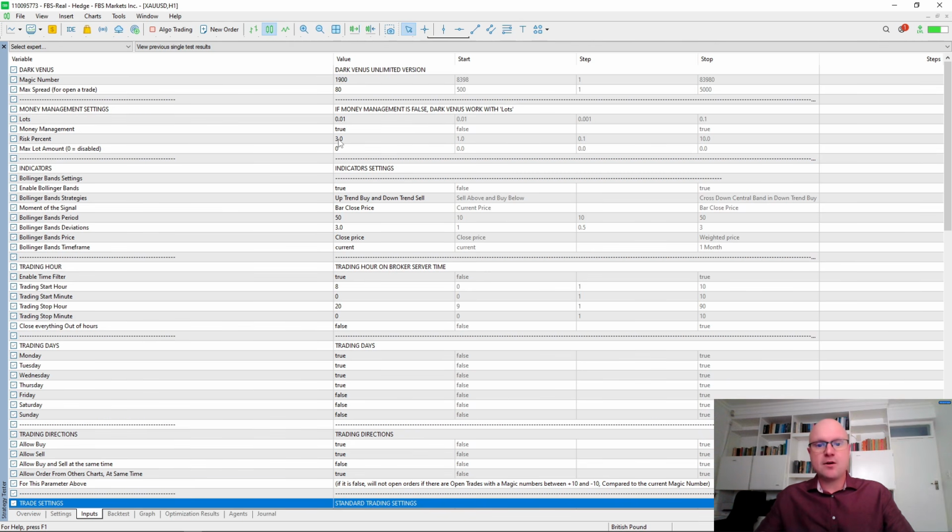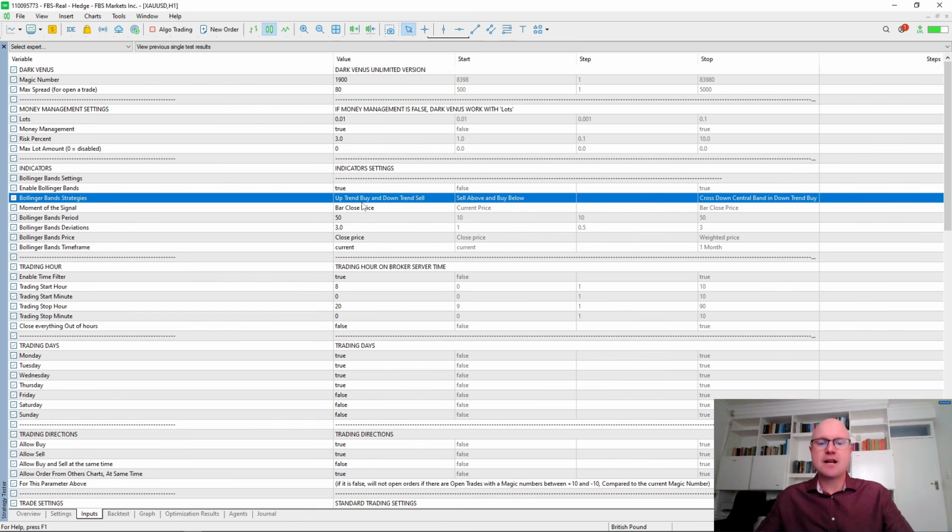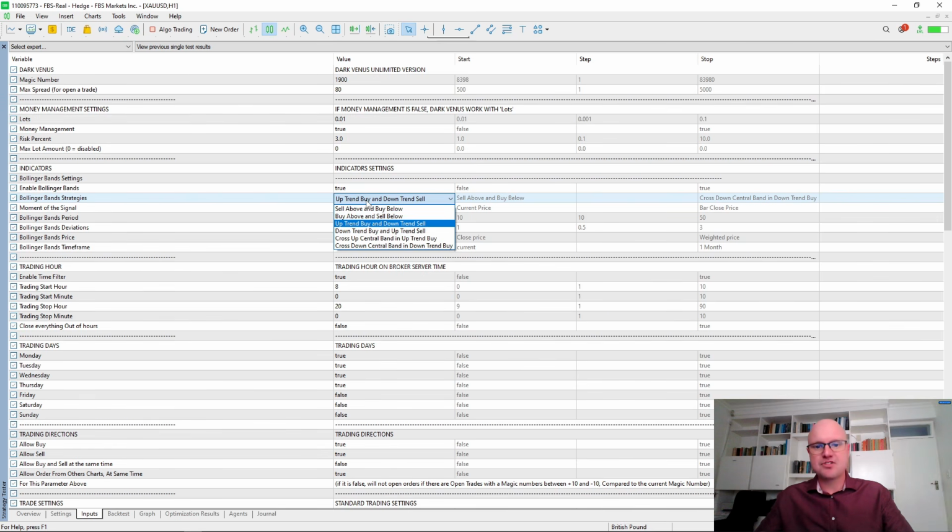Now, important when you are using Dark Venus, you need to understand that you have 6 different strategy options available that are all based around the very popular Bollinger Bands. So out of the 6 options that we have available, I use the uptrend buy and downtrend sell. The reason for this is I want to create a trend following strategy that trades along with major moves. So the 6 different options are sell above and buy below and its reverse, then the uptrend buy and downtrend sell and its reverse, and cross up the central band in an uptrend and its reverse.